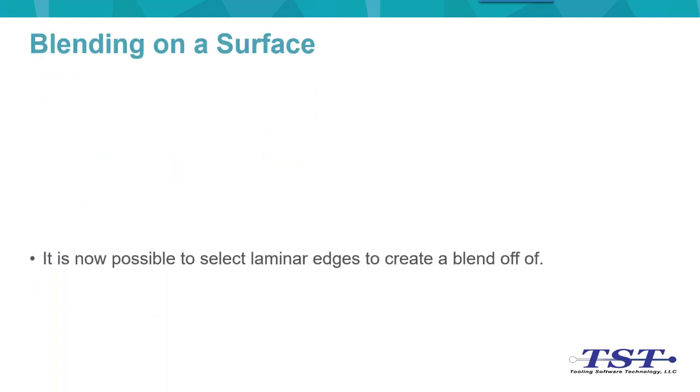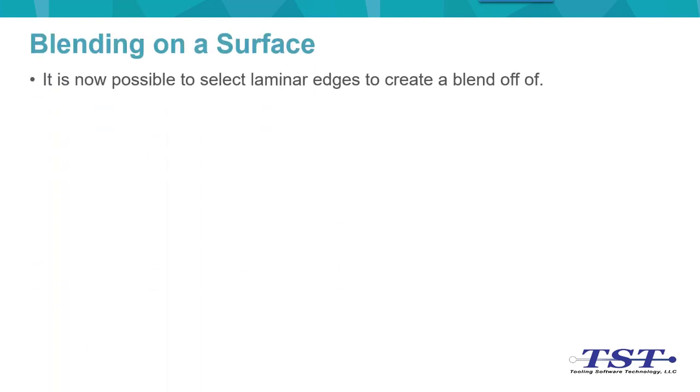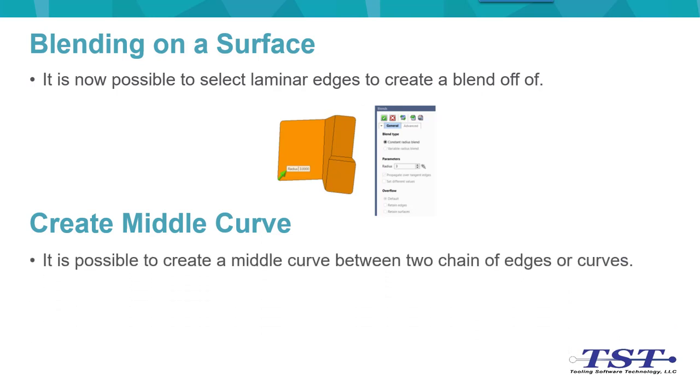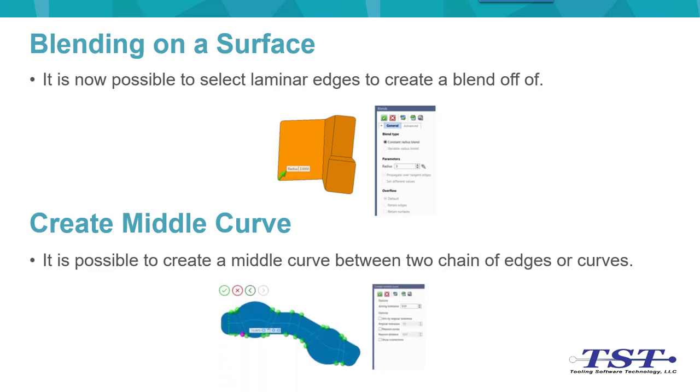It is now possible to add a blend to a surface corner. So you can add a blend to a laminar edge. So for example, picking two edges without having to create a thickness, you now can add a blend in it. So similar to how the fillet command works. There's also a brand new command called create middle curve, which makes it possible to create a curve between the chain of two edges or curves.